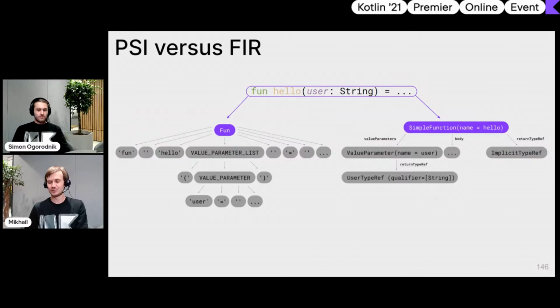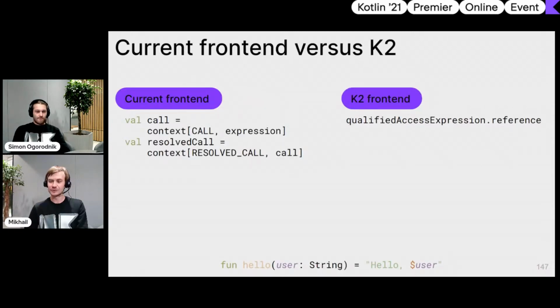Here you can see the difference between PSI and frontend IR. You can see here that frontend IR is relatively lightweight, and PSI is relatively heavyweight. So frontend IR works faster. Also, here you can see the difference when we are trying to understand to which point some access like user here is resolved. You can see that the current frontend should access two maps from a binding context, this one and this one, and the K2 frontend just accesses a tree node member. It's also faster.